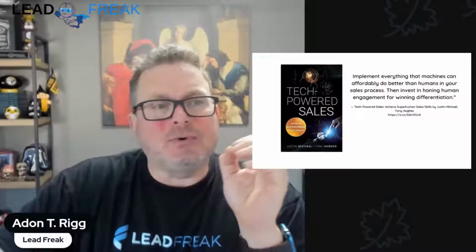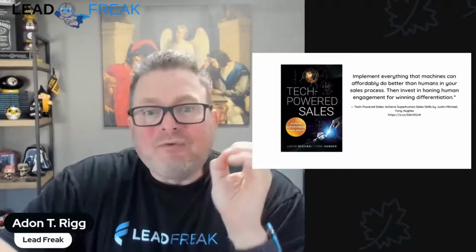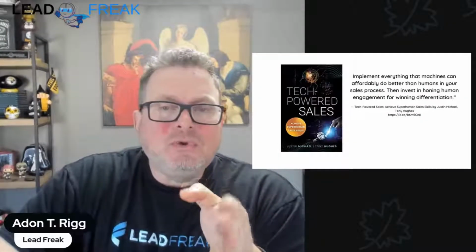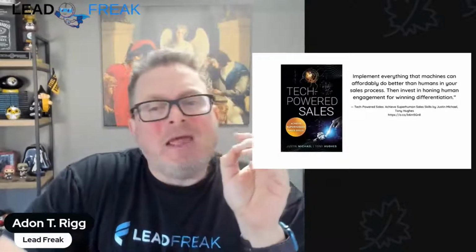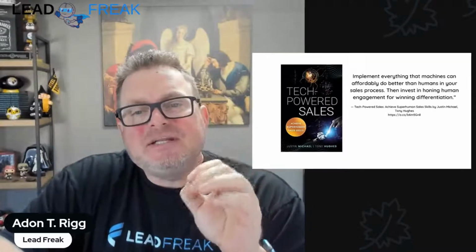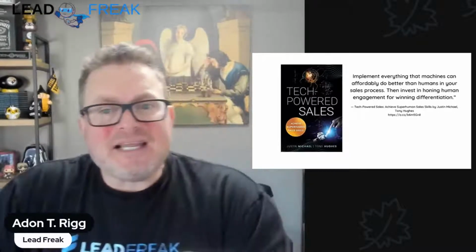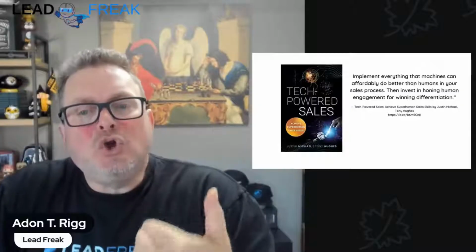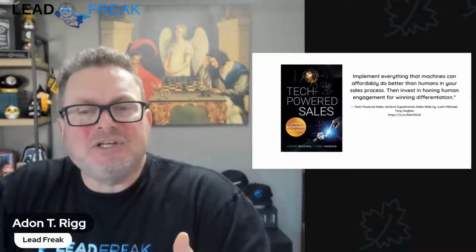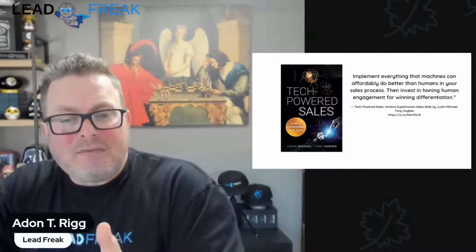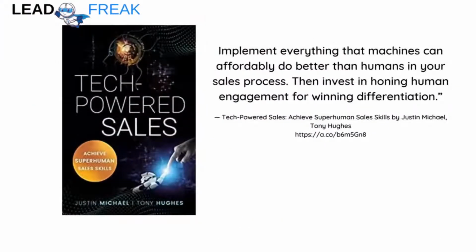So what can we do? Well, first of all, let's look at what Tony Hughes is saying in Tech Powered Sales. If you haven't read this book, read it. It's ahead of its time. Implement everything that machines can affordably do better than humans in your sales process. Then invest in honing human engagement for winning differentiation. So you can read it right there. Let's look at that fully, right?